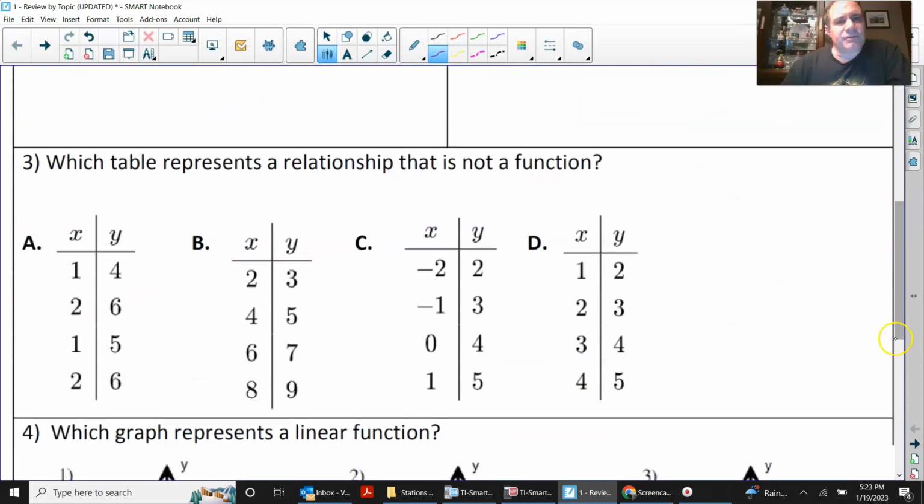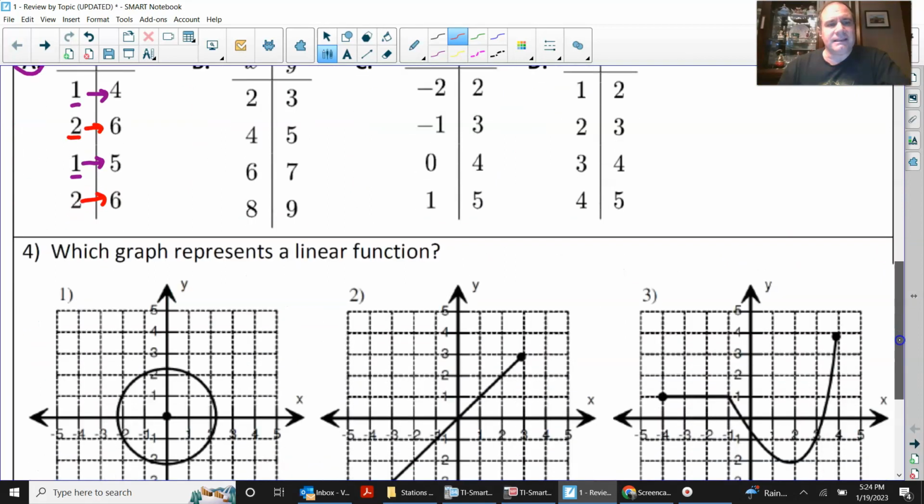Number three, which table represents a relation that is not a function? Okay, so we have one, and the ones repeat, and this one is attached to four, this one is attached to five. This is not a function. By the way, you see this 2 goes to 6. That alone does not make it a function. Remember, if the x repeats and goes to the same y, like in this case, 2 goes to 6 twice, that is the same point, and it would still be a function. But since 1 goes to 4 and 1 goes to 5, that's where it is not a function.